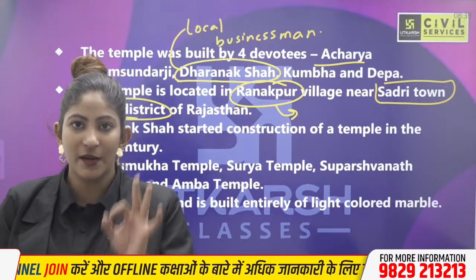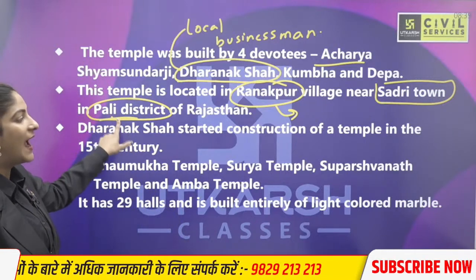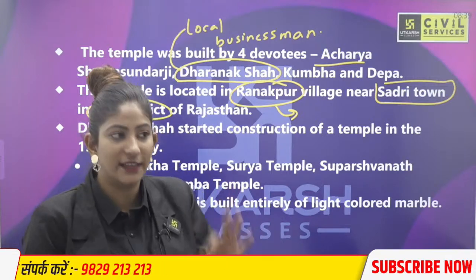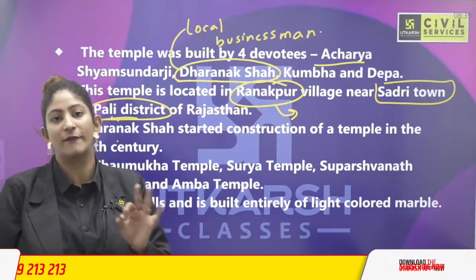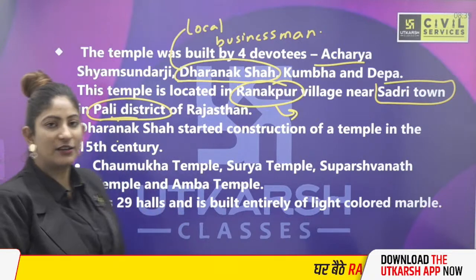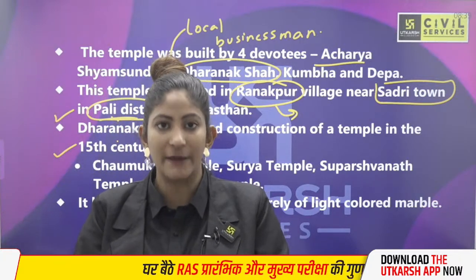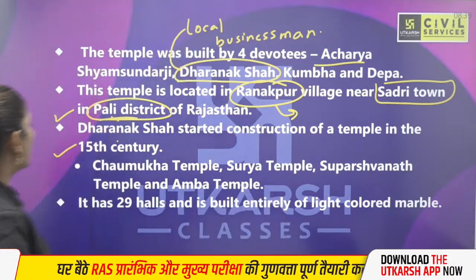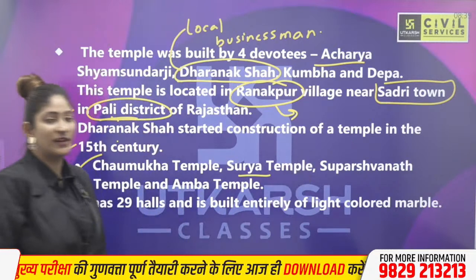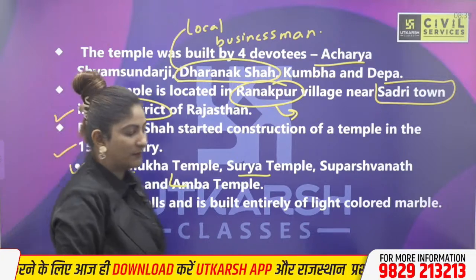So remember, the Ranakpur temple belongs to which district of Rajasthan? Pali, and it is near the Sadri town. Sometimes RAS can also ask you exactly the town's name. You have to remember Sadri town, but the district is Pali. This particular temple involves a group of many other temples. That means different temples make up this temple. First is of course the Chaumukh temple, then we have Surya temple, another is Suparshwanath temple, and next is Amba temple. So there are 4 very important temples you have to remember.